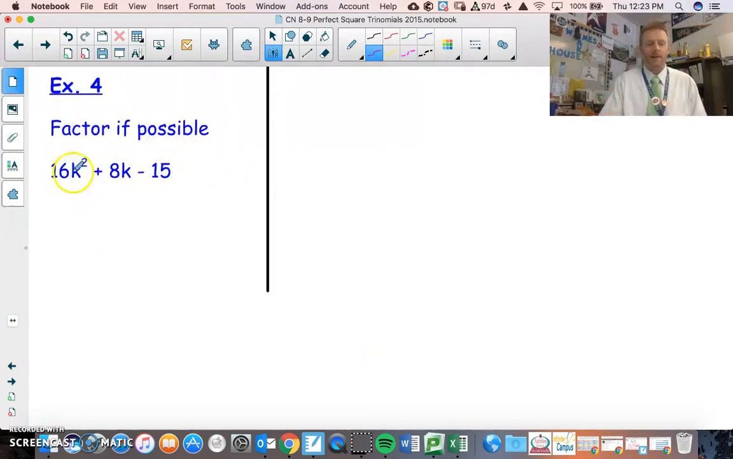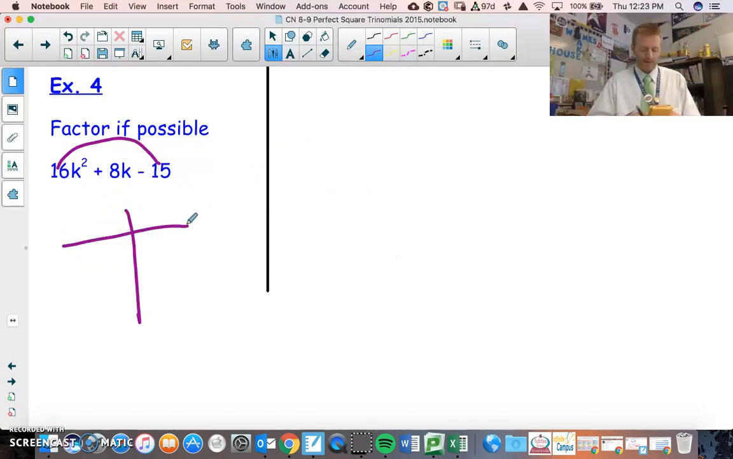There is not a number that we can take out of all 3 terms, so there's no GCF. It is not a perfect square trinomial because you can't take a square root of 15 and have a nice whole number. So then we're going to apply our methods back from 8.7. We do a times c and get whatever that is. 16 times a negative 15 makes a negative 240. And then what adds to make an 8? So we're looking for what numbers multiply to make a negative 240 and add to make an 8.